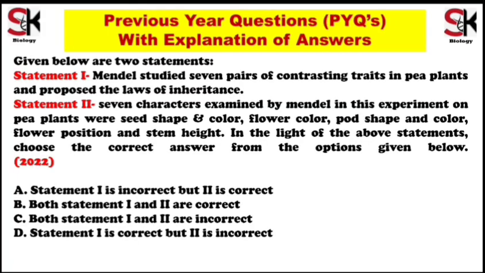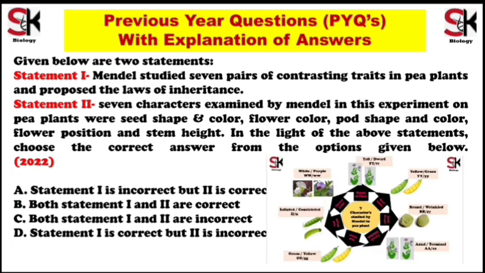Next question. Here two statements are given. First one is Mendel studied 7 pairs of contrasting traits in pea plant and proposed law of inheritance. Second statement is 7 characters examined by Mendel in his experiment on pea plants were seed shape and color, flower color, pod shape and color, flower position and stem height. In the light of above statements, choose the correct answer from the options below. Now, this question is about 7 characteristics we studied in our lecture. Both statements are correct, so correct option is B. Statement 1 and 2 are correct.